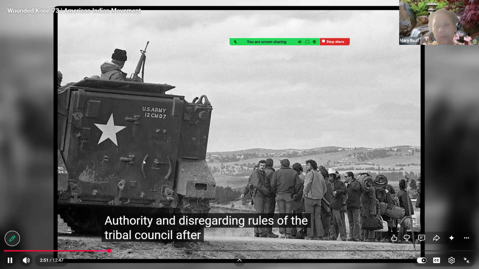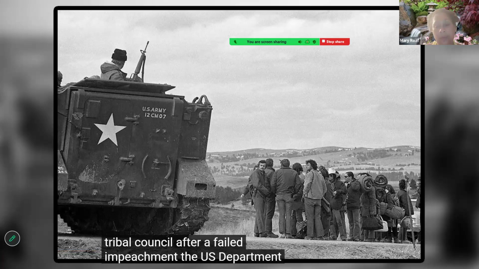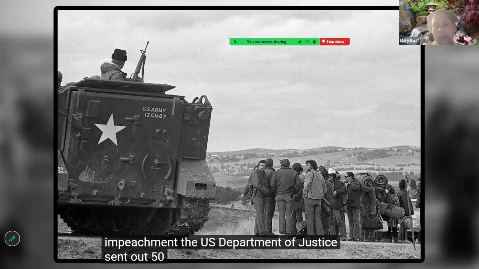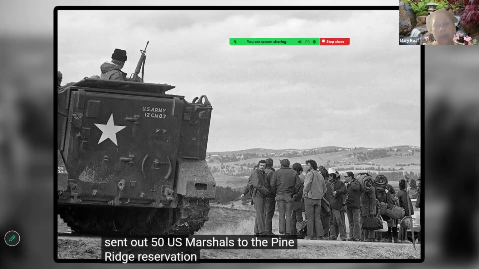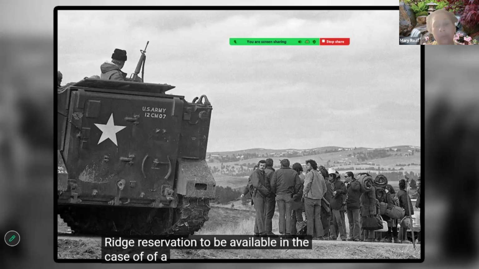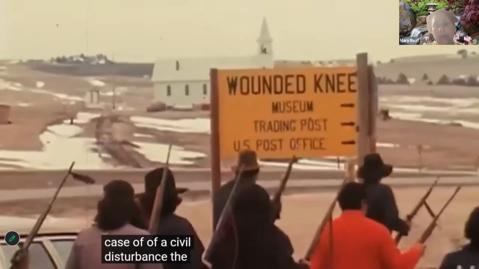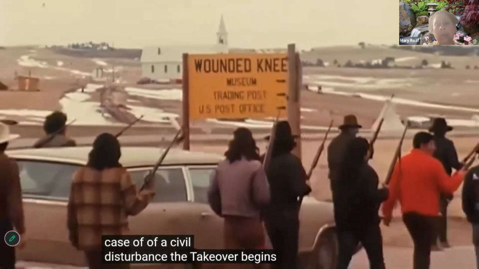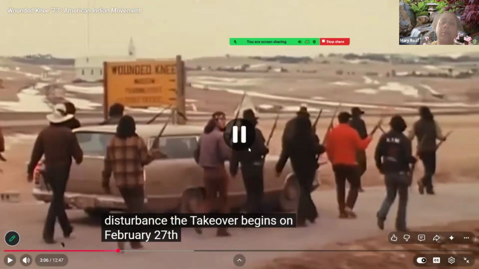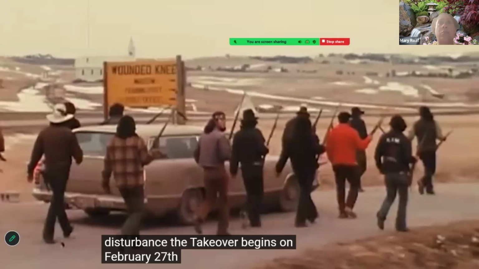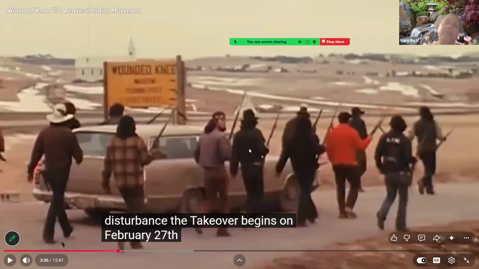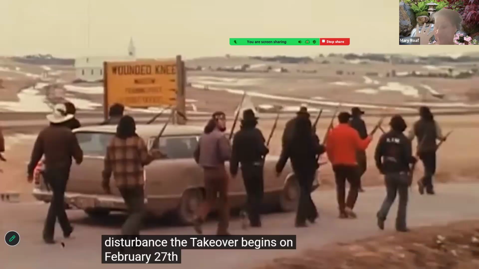After a failed impeachment, the U.S. Department of Justice sent out 50 U.S. Marshals to the Pine Ridge Reservation to be available in the case of a civil disturbance. The takeover begins. On February 27th. So again, they were going through the mechanisms, the channels, that the way the system was set up to impeach this man, and he refused to leave. So impeachment is on the table, always on the table.